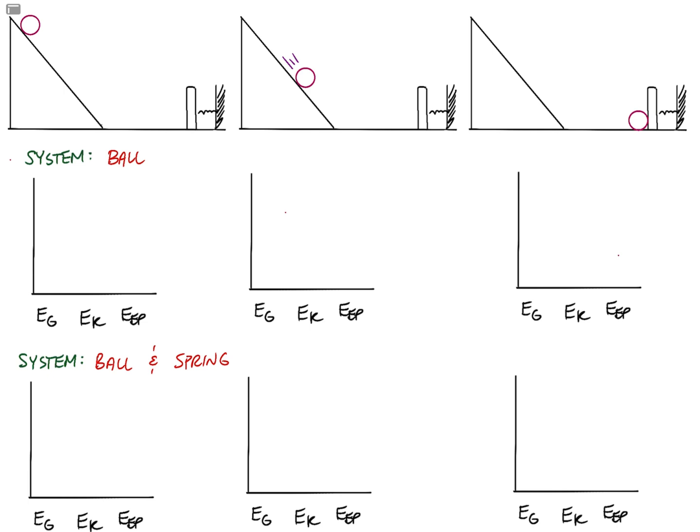In our second example, we have a ball that's at rest at the top of an incline. We're going to let that roll down. It'll be about halfway down in the second diagram. In the third diagram, we will assume that the spring brings the ball to rest. So the spring compresses, the ball comes to rest.